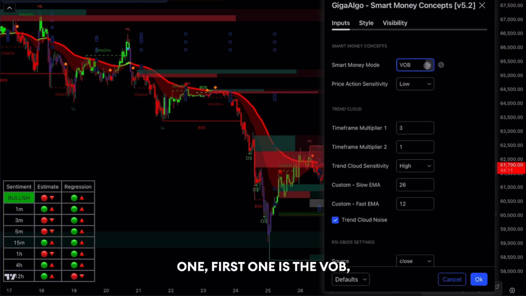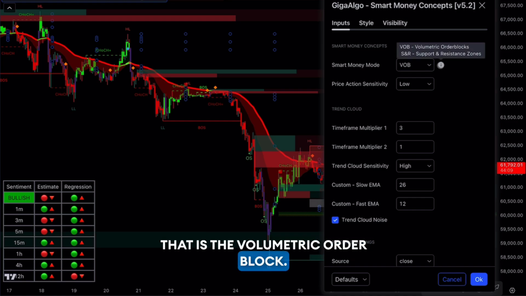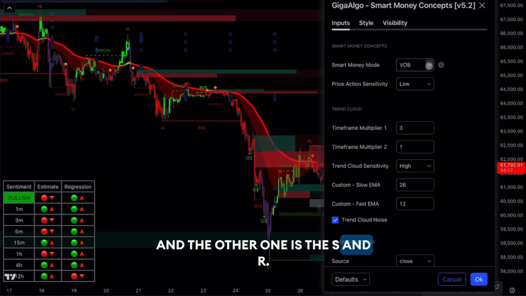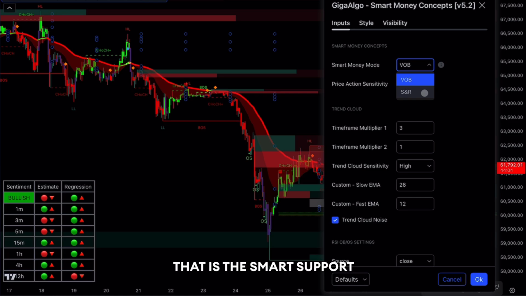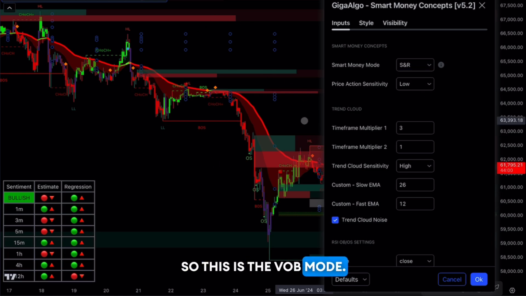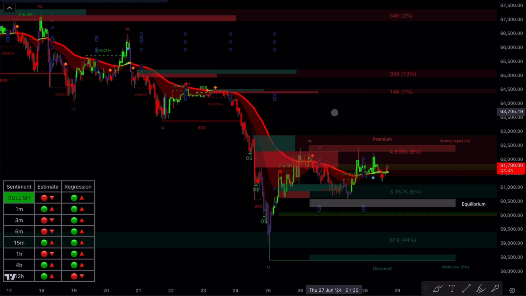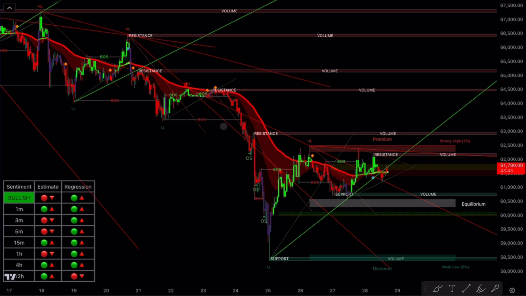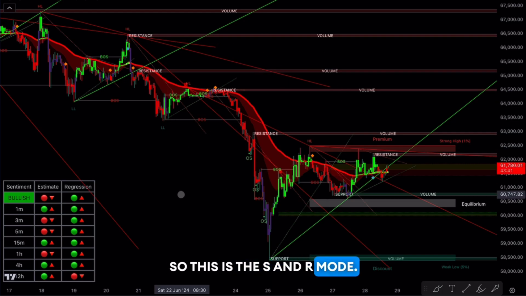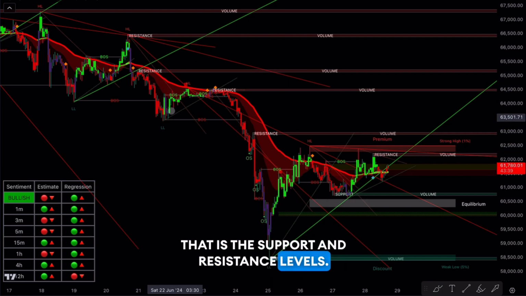First one is the VOB, that is the volumetric order block, and the other one is the S&R, that is the smart support and resistance levels. So this is the VOB mode. Now I have selected S&R, and let's click OK. So this is the S&R mode, that is the support and resistance levels.